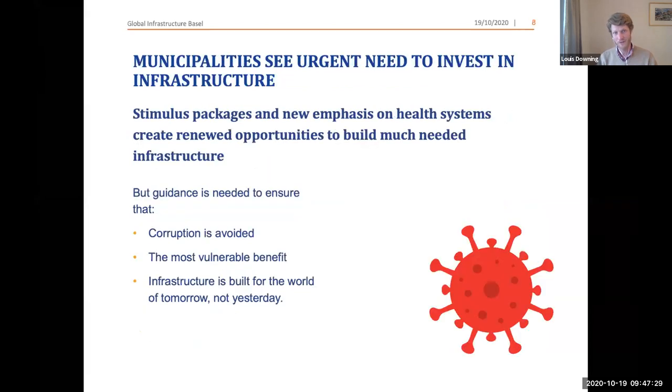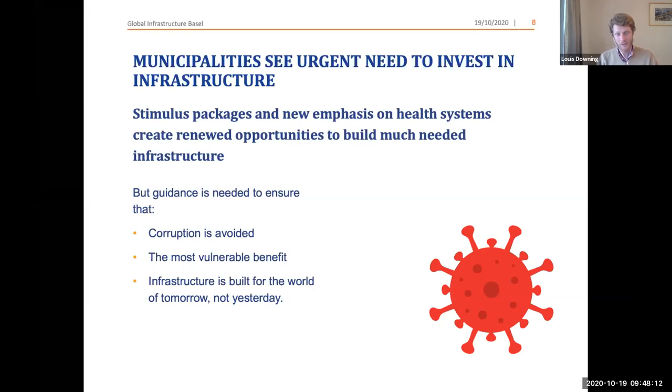On the municipality side, the COVID-19 situation has really shaken things up over the past 12 months. There's a huge new emphasis on health systems and there are huge stimulus packages afoot. So this represents a massive opportunity for us to invest in the kind of infrastructure that can be built in a participatory manner, can be inclusive and can deliver services that help to provide greater equality between people within urban environments. So for that to happen, there's also a few risks that need to be overcome.